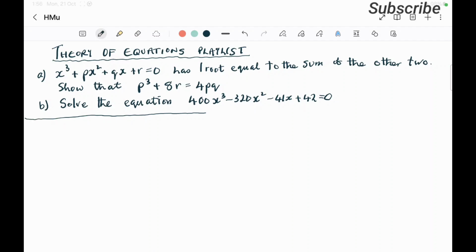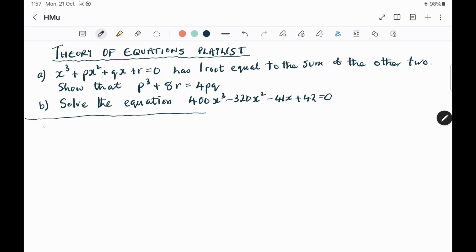Here is a question adding on to the Theory of Equations playlist. I came across this question on a very, very old examination paper, and here it is. You're given an equation, x cubed plus px squared plus qx plus r is 0, and we're told that one root is equal to the sum of the other two. So we need to show that p cubed plus 8r is 4pq. And then solve the equation 400x cubed minus 320x squared minus 41x plus 42 is 0.